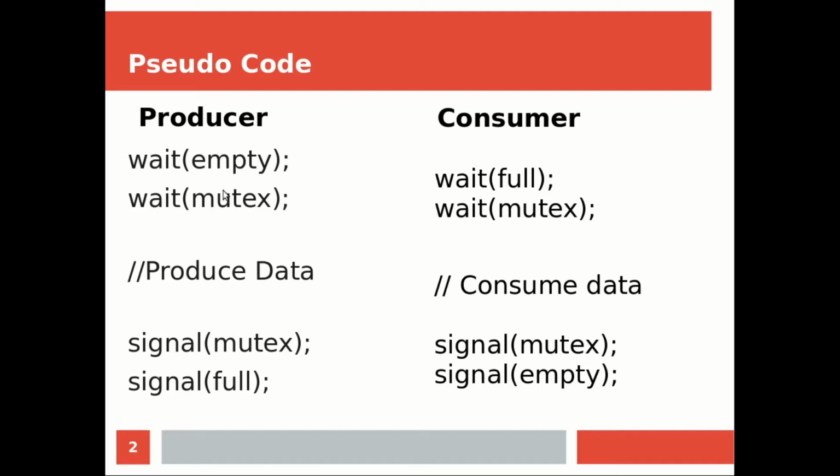So as you see, the producer is producing a data here, and when producer is producing a data, at that time no other producer or consumer should be allowed to enter into the critical section. So that's why we are putting a wait mutex here. So it will block all the producers and consumers whoever trying to access this critical section.